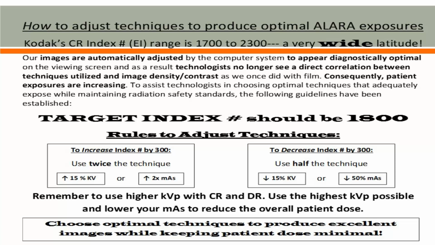So here we see the rules to adjust the index number for Kodak or Carestream CR. To increase the EI by 300, we double our exposure. To decrease the EI by 300, we cut our exposure in half. We know that we need to decrease the EI since it was too high, so we will be using the box on the right. Since we already said that we will modify the mAs, we see that we can reduce the mAs by 50%, and this will drop the EI by 300.